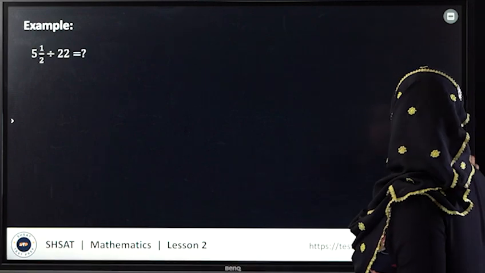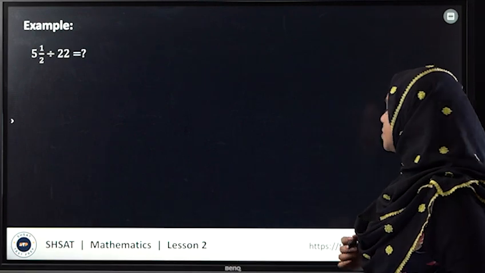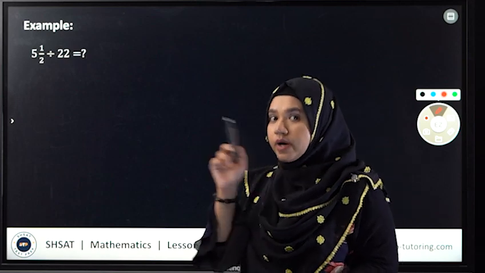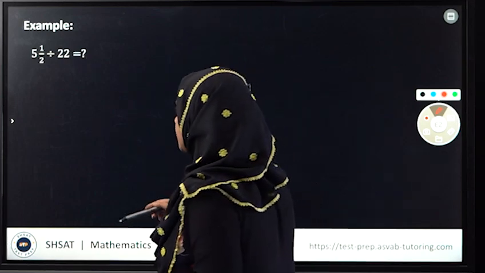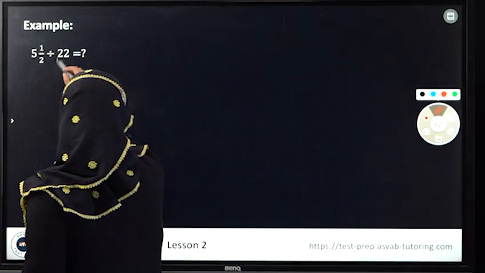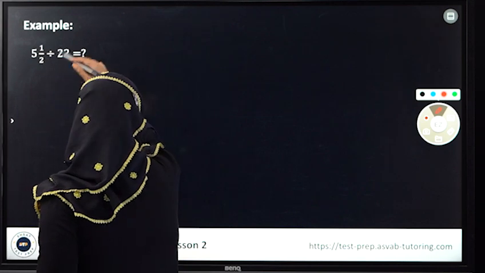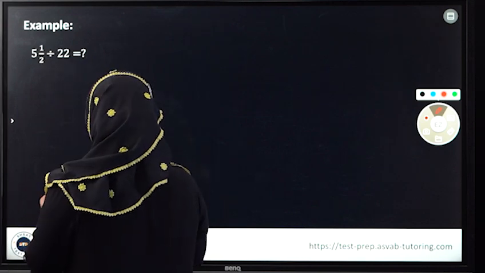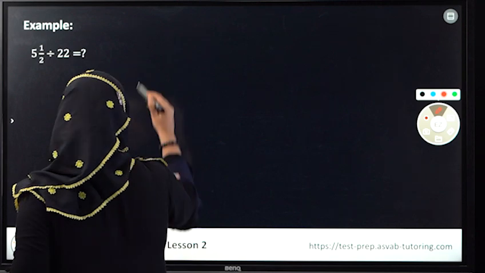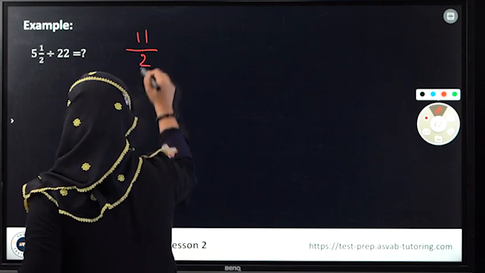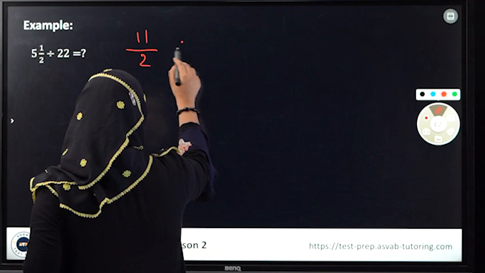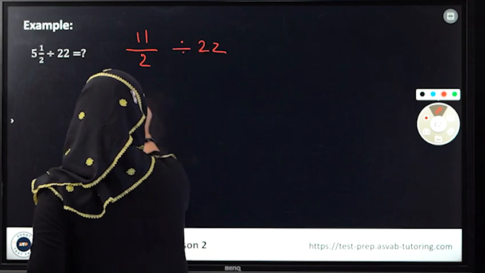Okay, let's now learn how to do divisions. So do you remember reciprocals? We're going to go through that when we do this question, yeah? The first thing here is we need to convert 1 and 2 into an improper fraction. So to do that, we do 5 times 2 is 10, and 10 and 1 is 11. So we are going to do 11 over 2. And then just write divided by 22. So that's my first step.